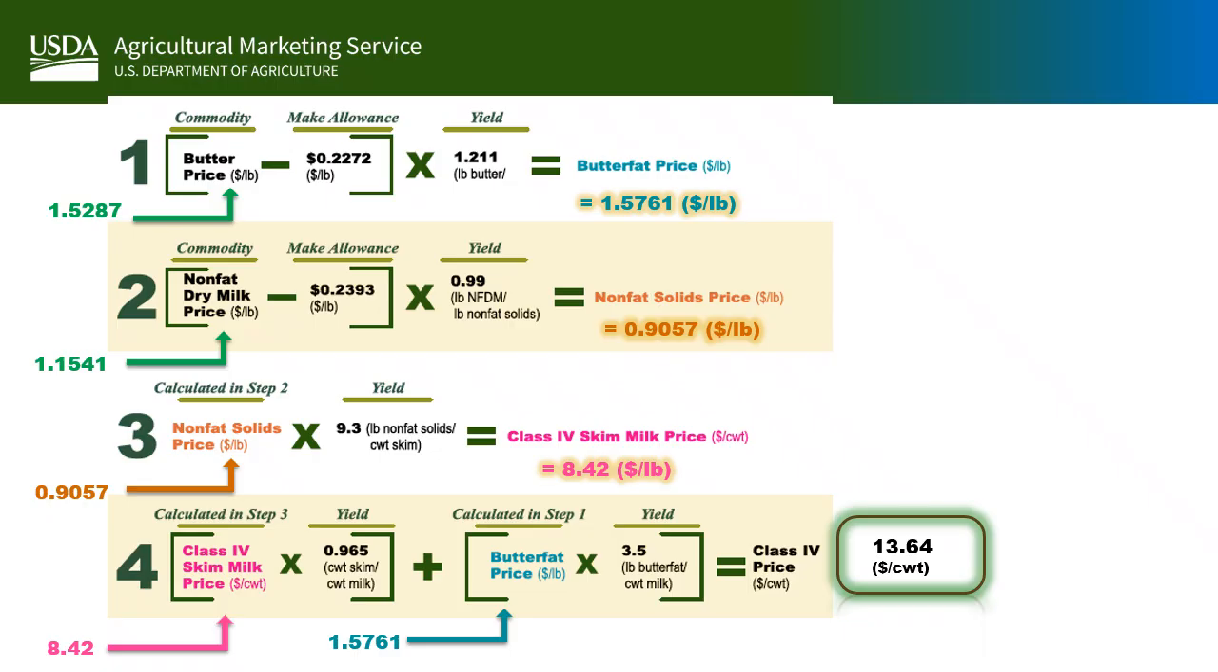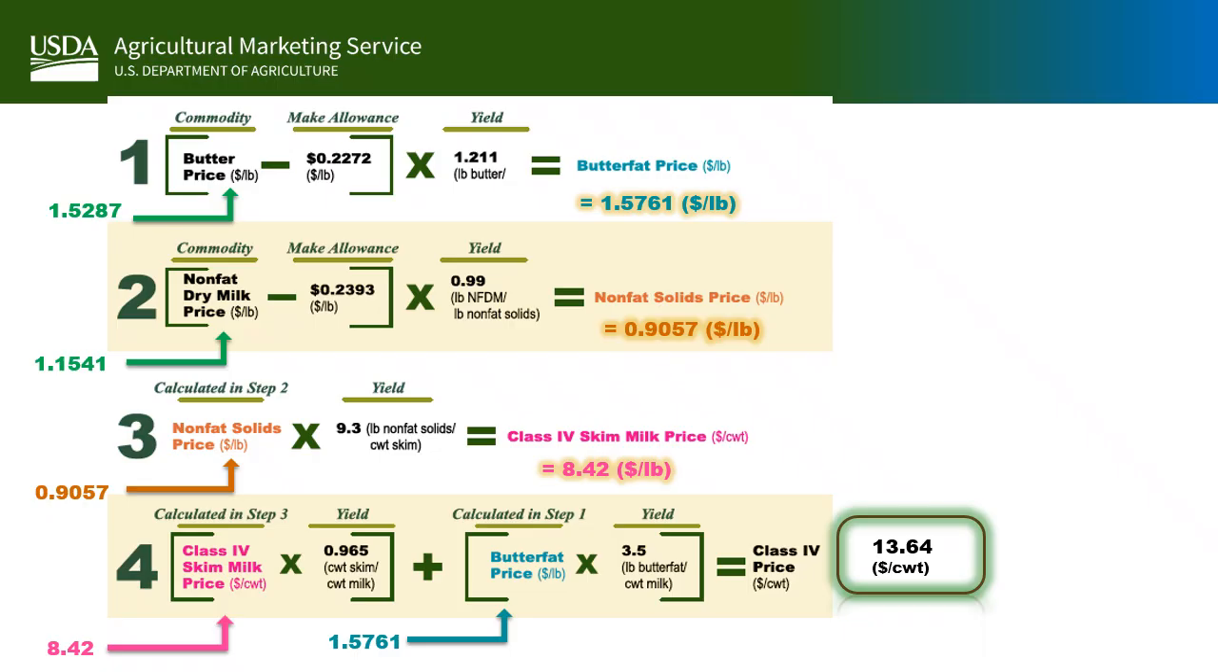First, the $1.5287 per pound butter commodity price minus the 22.72 cents make allowance multiplied by the 1.211 yield factor results in a $1.5761 per pound butterfat price. Second, the $1.1541 per pound non-fat dry milk commodity price minus the 23.93 cents make allowance multiplied by the 0.99 yield results in a $0.9057 per pound non-fat solids component price.